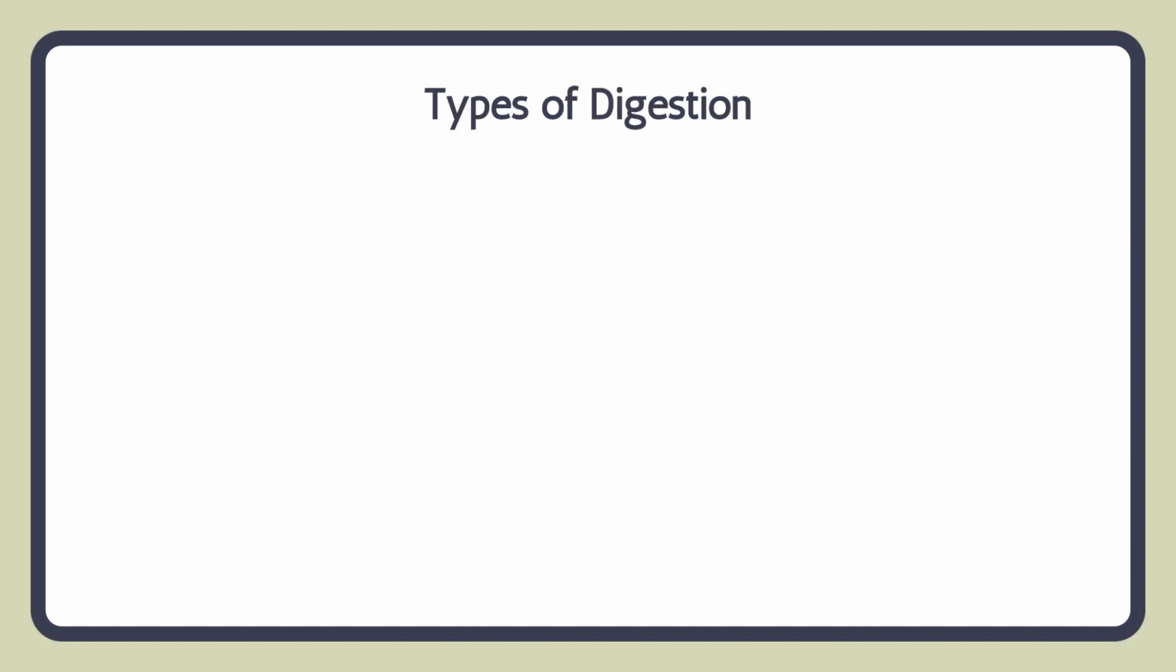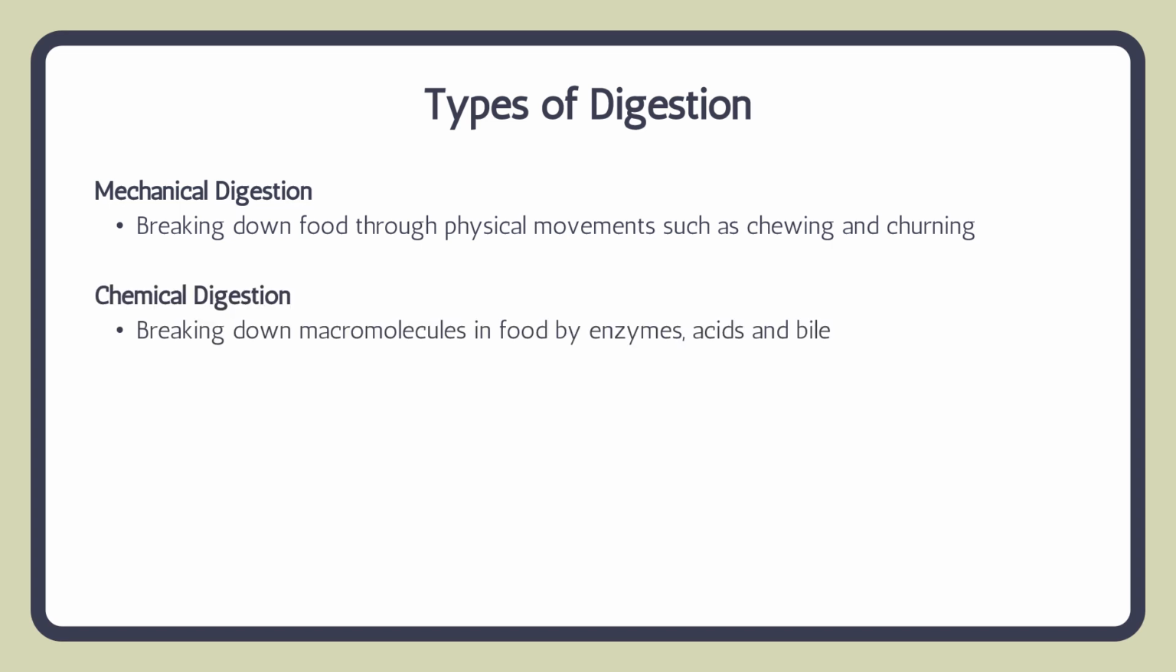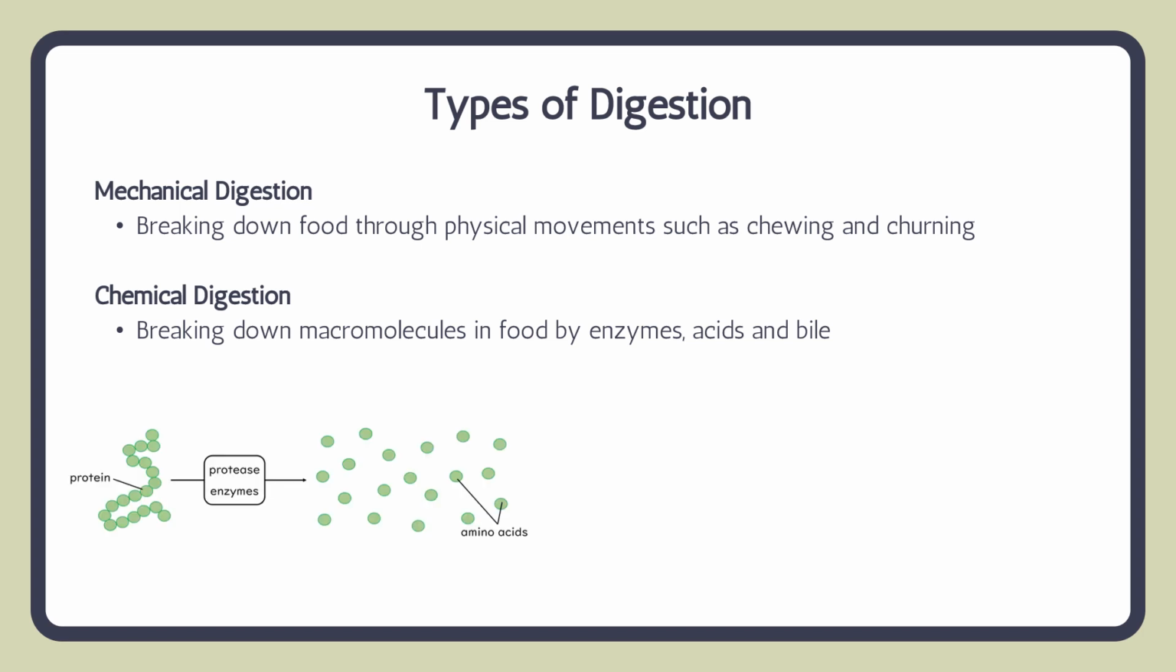Let's look at the types of digestion. There are two types that I want you to know. The mechanical digestion, so breaking down food through physical movement such as chewing and churning. We're going to find out where this happens. Or there's chemical digestion, so breaking down these macromolecules, these molecules in food, by enzymes, acid, and bile. So we've looked at enzymes, right? So this is a protein molecule. Protease enzymes break down protein into amino acids.